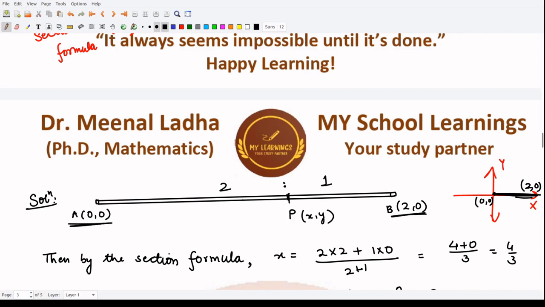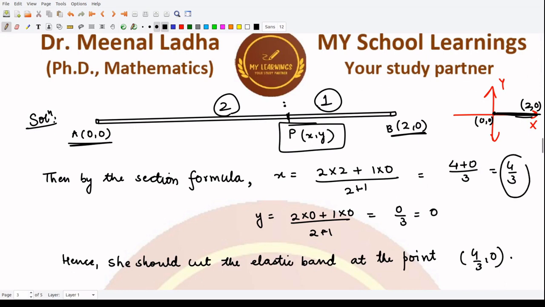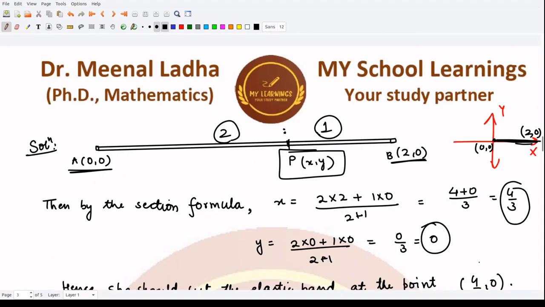And now we wanted to cut it in the ratio 2:1, so we wanted to determine what these coordinates are. By the section formula, you can very easily compute the coordinates. The coordinates come out to be (4/3, 0). So the mother should cut the elastic band at the point (4/3, 0) from here.